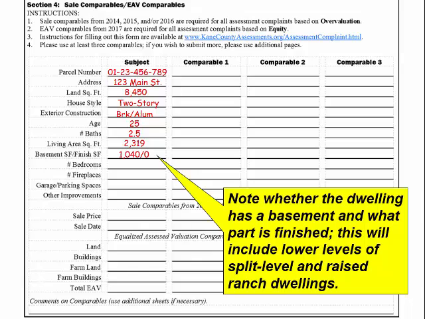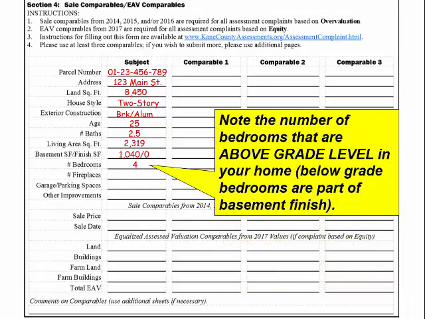Next, please include the square footage of your basement area and the square footage of the finished area. This will include lower levels of split-level homes and raised ranch dwellings. Next, note the number of bedrooms that are above grade level in your home. Remember, below grade bedrooms are part of the basement finish, and we don't want to count them twice.